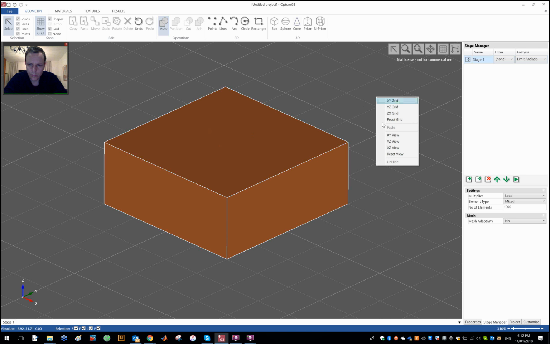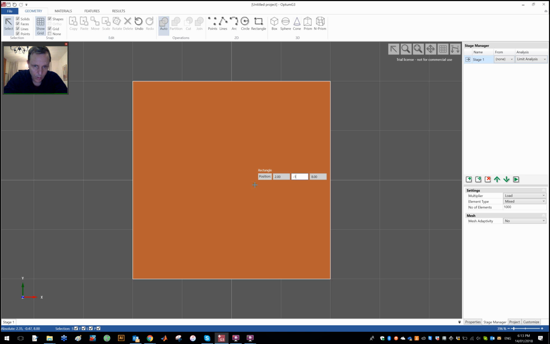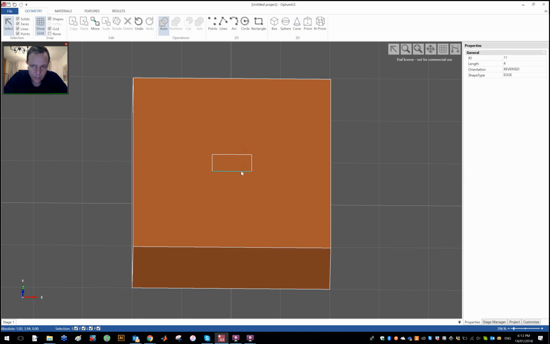2, somewhere down here, 2 comma minus 1. And then the top left corner is at minus 2 comma 1. So like this. So this is 4 meters. You can always click the lines to check the dimensions, and this is 2 meters.